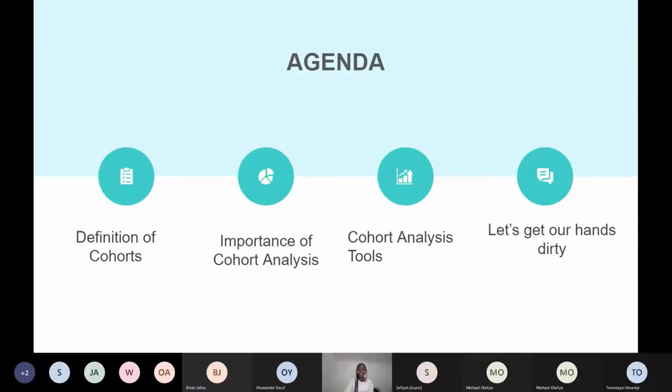So to get into this session, we're going to define cohorts, and we'll talk about cohort analysis. We already know what analysis is. I want to assume you know what analysis is.